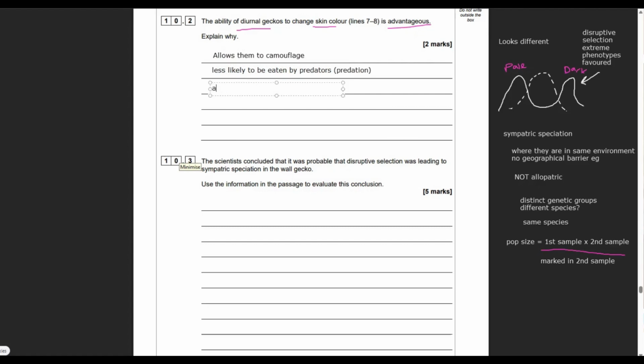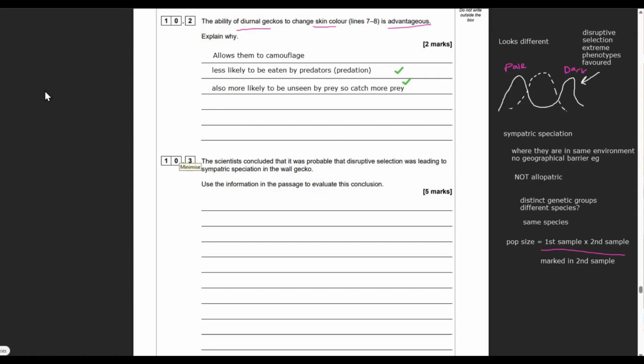You could say that the camouflage gives them a better chance to sneak up on prey and capture prey, and therefore they're more likely to survive, pass on their alleles to the offspring, and that's why the frequency of the allele for being able to change color continues in the population. Anyway, the key points here are camouflage stops you being eaten by predators or allows you to catch more prey.